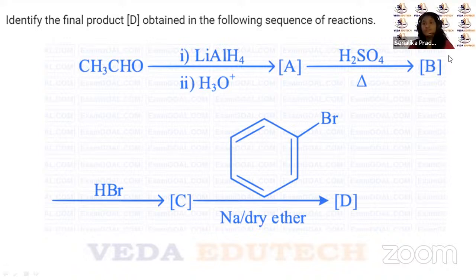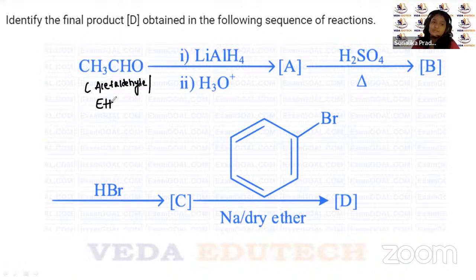Okay, so I hope you all would have solved it. Let us see what's given here. So we're given an aldehyde, right? This is acetaldehyde. You otherwise call it by the name ethanal, right? So this is basically your aldehyde. Yes? Okay.